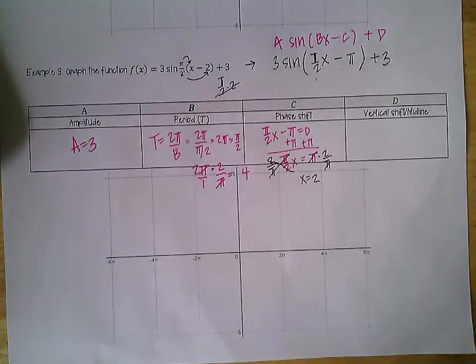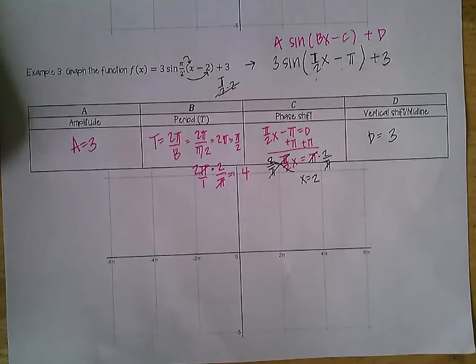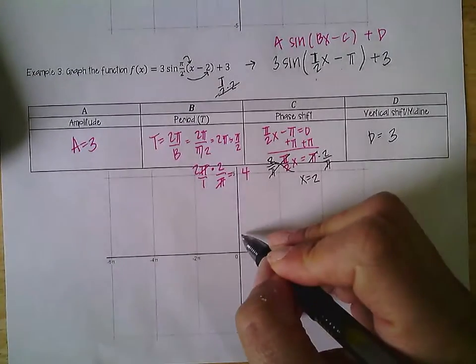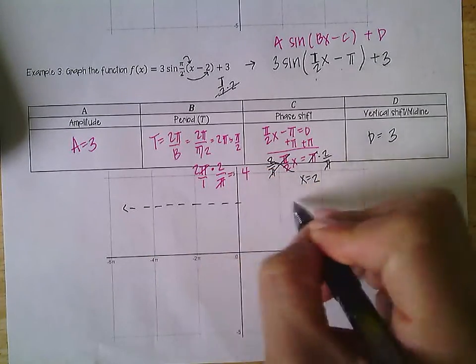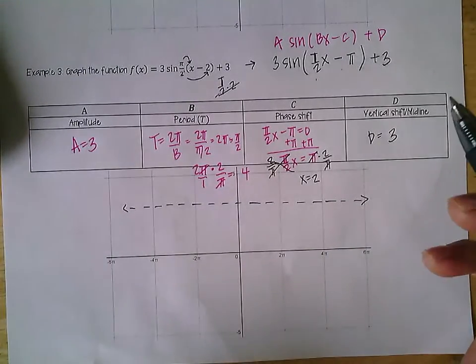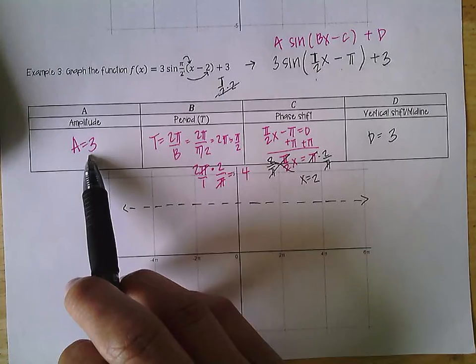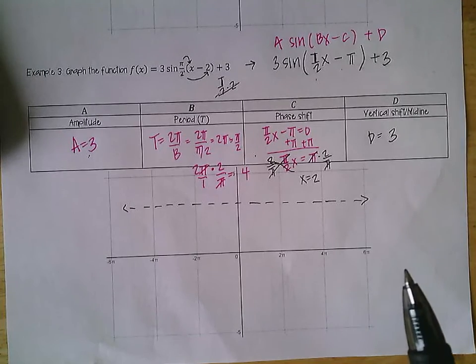Lastly, I'm going to go ahead and find my midline, which is 3. So d equals 3. Okay. So what we're going to do first is go ahead and graph our midline at positive 3. Our amplitude is 3, and so we're going to go up 3 and then down 3. I realize here my graph does not go up all the way to 3, so let me do this.